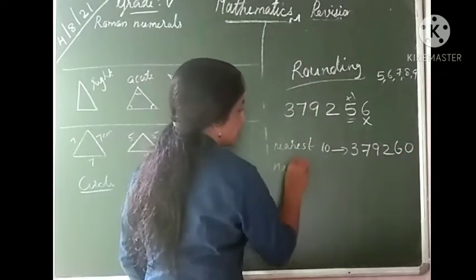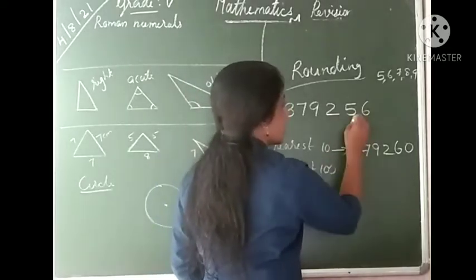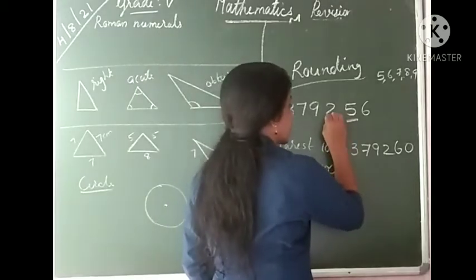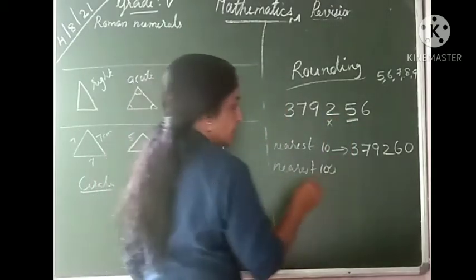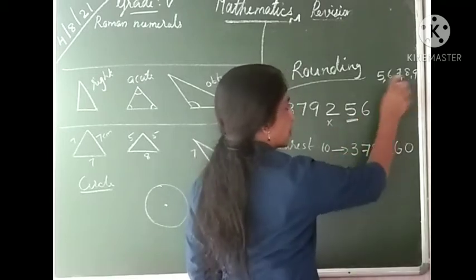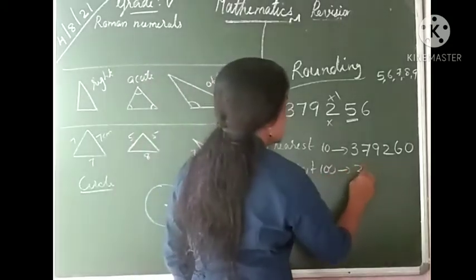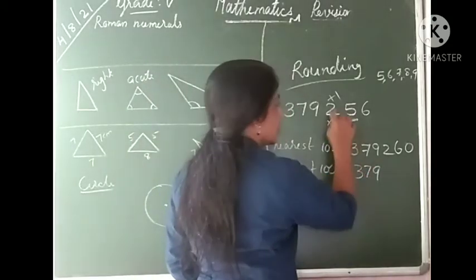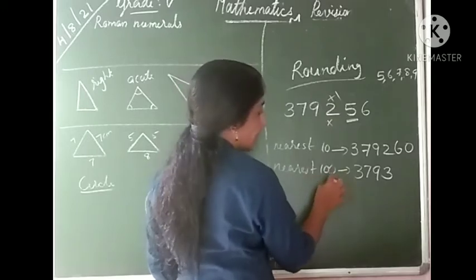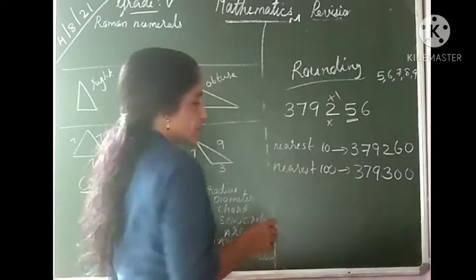Then the next one, nearest to 100. If it is nearest to 100, which number can we check? We can check the tens place and round the hundreds place. Here look, the number is 5. Therefore, if it is 5, 6, 7, 8 or 9, we add 1 here. Therefore, 2 plus 1 is 3, and 7, 9. When rounding to the nearest 100, 100 has 2 zeros. Therefore, the ones and tens change to 0.